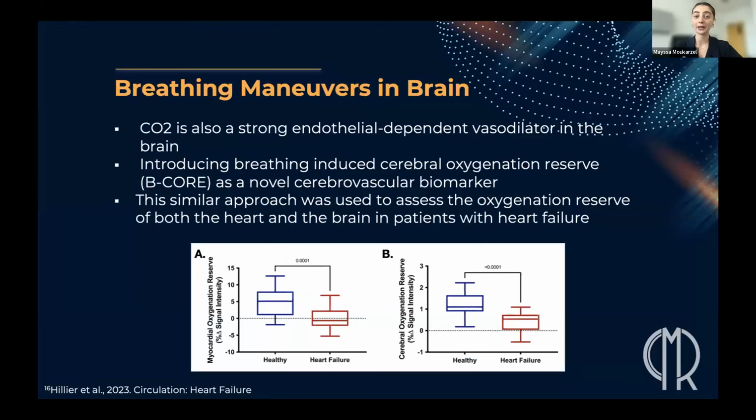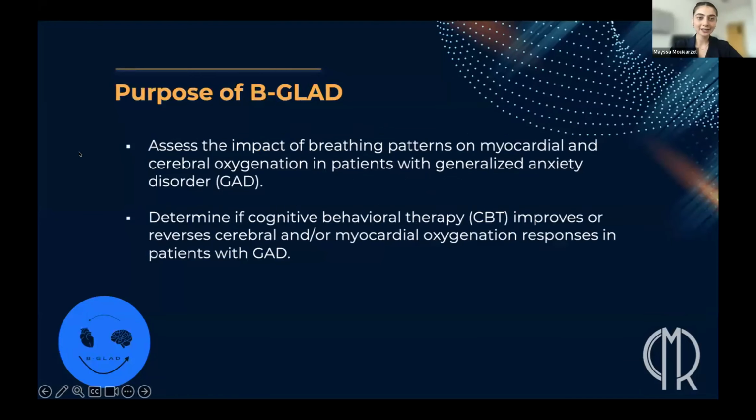So what about breathing maneuvers in the brain? CO2 is also a strong endothelial-dependent vasodilator selectively in the brain, which gives this method the potential to be used in the brain as well, introducing a novel cerebrovascular biomarker, which is the breathing-induced cerebral oxygenation reserve, or BCOR. As Dr. Friedrich mentioned, a similar approach was used in a fantastic work by Liz here to assess the oxygenation reserve of both the heart and the brain in patients with heart failure. And it was shown that patients with heart failure had both a lower BMOR and a lower BCOR compared to healthy controls.